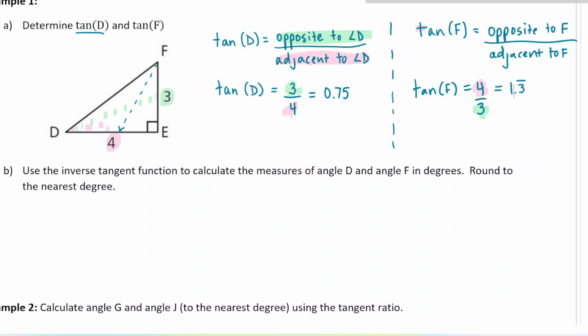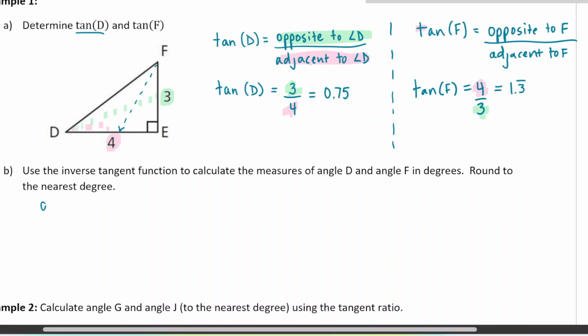So if we know the two side lengths there, we can actually calculate what the angle is, and our calculator will help us do that. So for angle D first, what we found out in the previous part was that tangent of angle D is 3 over 4 or 0.75, either one. So if I want to actually calculate what this angle is, I'm going to use the inverse tangent button in my calculator. So it looks like this.